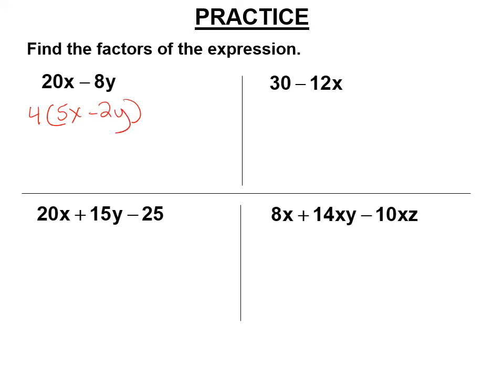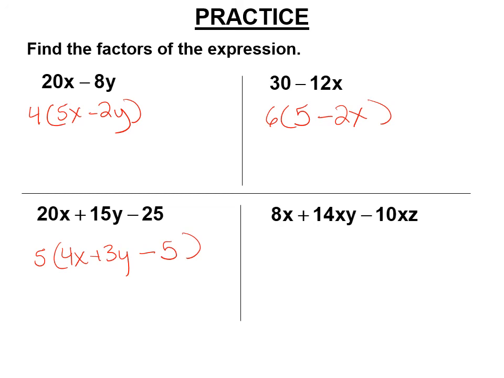30 and 12 both have 6. 6 times 5 is 30. 6 times negative 2x makes minus 12x. These all have 5. So 5 times 4x makes 20x. 5 times 3y makes 15y. 5 times negative 5 makes negative 25.